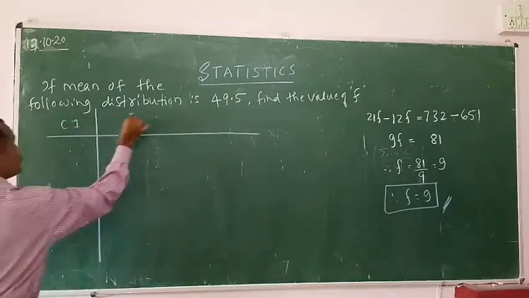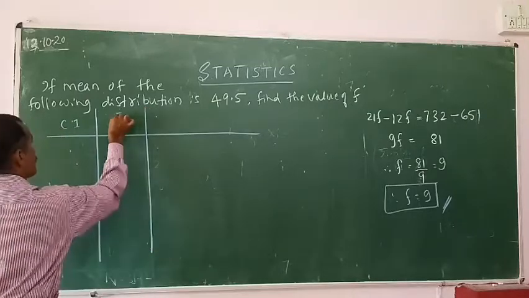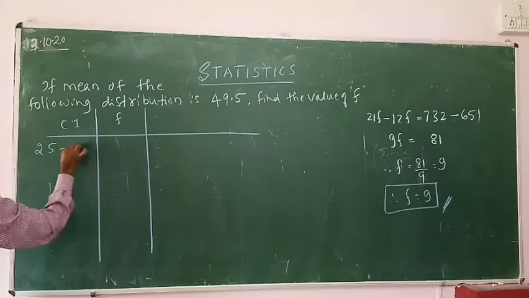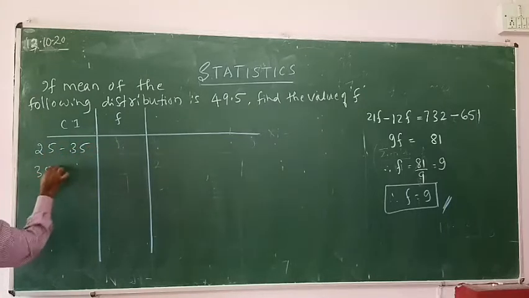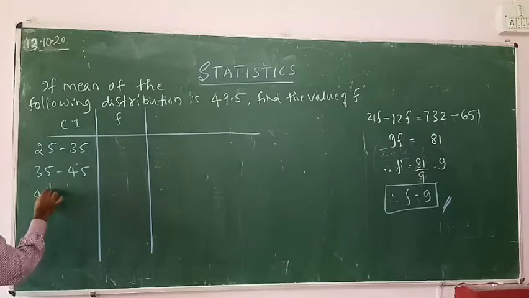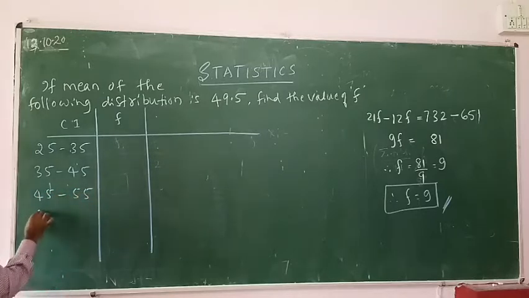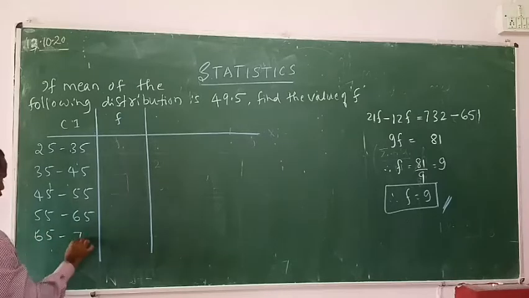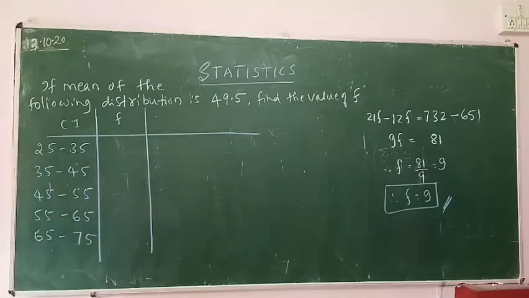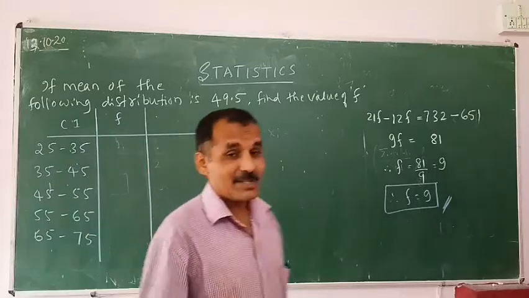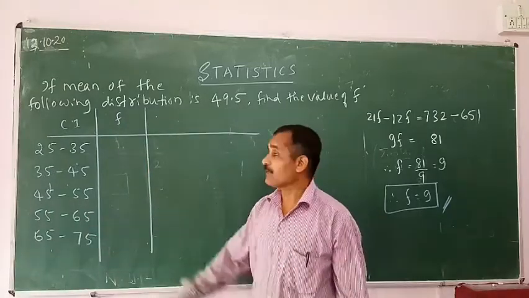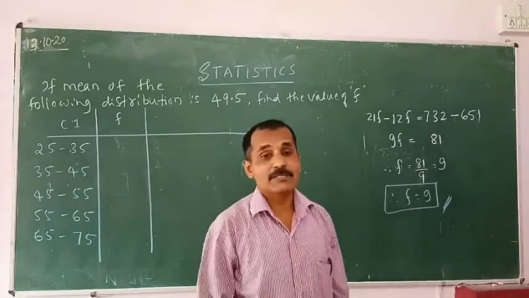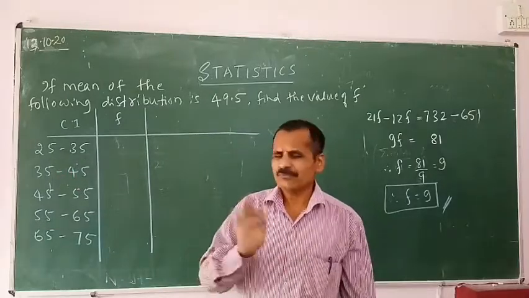Class interval and frequencies. Okay, let us take one problem. 25 to 35, 35 to 45, 45 to 55, 55 to 65, 65 to 75. See, in all my earlier problems, the class interval I have started with 0 only. So you should not have a wrong conclusion that your class interval always starts with 0. Nothing as such.